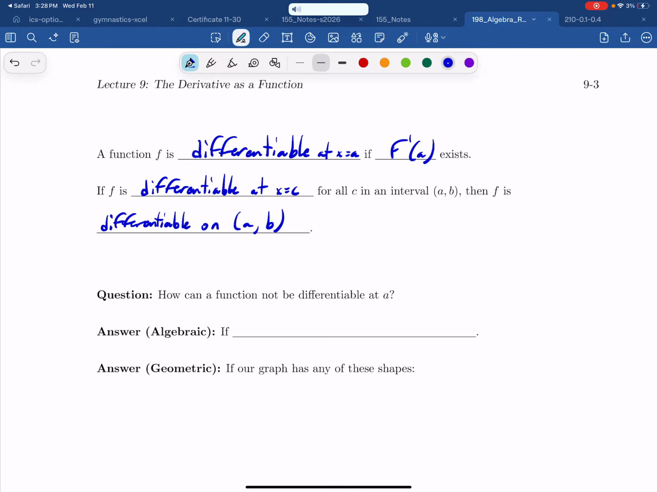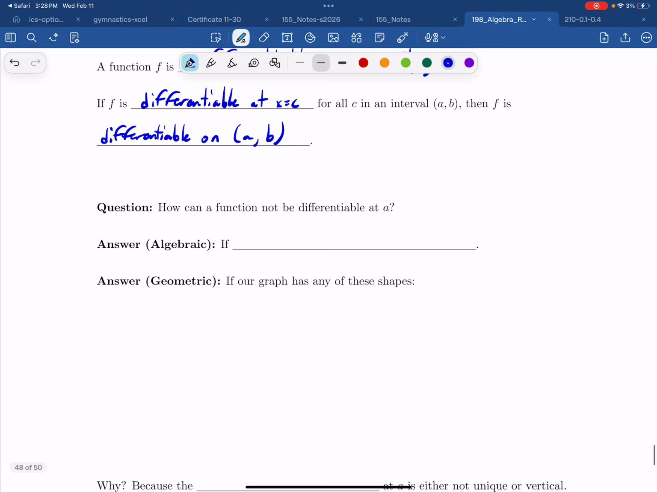So I guess that begs the question, how can a function not be differentiable at a point? And well, the answer is, if f prime of a, which equals the limit as h approaches 0 of f of a plus h, yes, we're going back to the definition of the derivative at a point, does not exist. Well, when does that happen? Well, it happens when the left side doesn't equal the right-hand side.